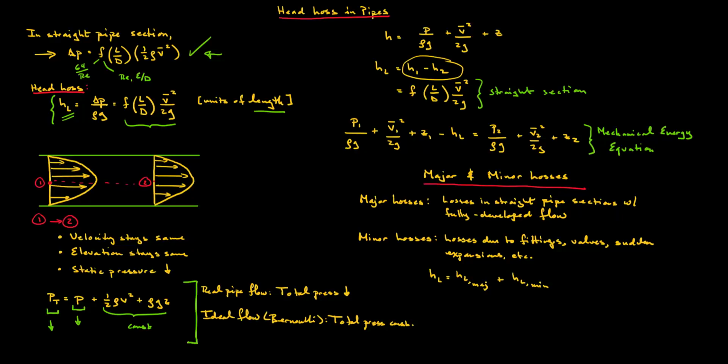So far we have only focused on this first type of head loss. Recall our derivation did not consider any types of bends or sudden expansions or anything like that. And in fact, these minor losses are not really easy to derive. In fact, they are experimentally determined.